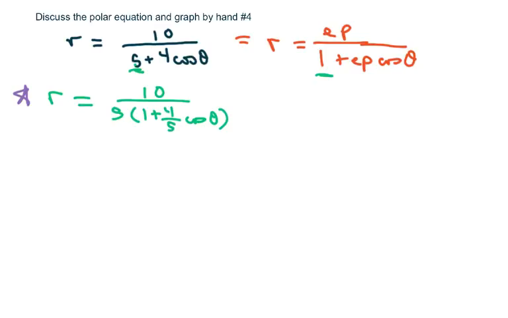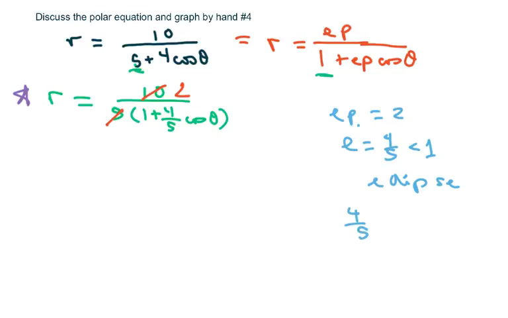Now we can find out all the info. Anyway, 5 goes into 10 two times. So basically we have ep equals 2, e equals 4/5, which is less than 1. So this is going to be another ellipse. And then to find the p, which is the distance of the directrix from the pole, we set 4/5 times p equals 2 and multiply everything through by 5 over 4, which gives you p equals 10 over 4, which equals 5/2.